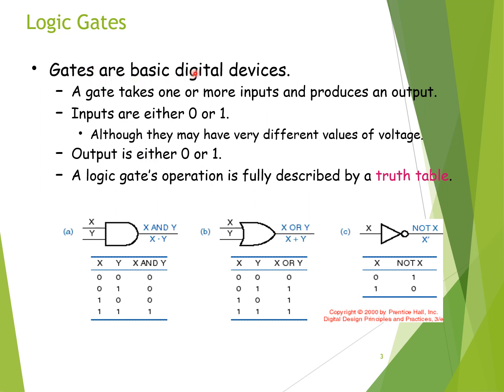Logic gates are basic digital devices. A gate can take one or more inputs and produces an output. Inputs are either 0 or 1, although they have different values of voltages. The outputs are also either 0 or 1, irrespective of the voltage they are holding. The logic gates' operation is fully described by truth tables. Hope we are all extremely good in these basic gates. So this is an AND gate, this is an OR gate and a NOT gate. Hope you all remember the truth tables for all these gates.